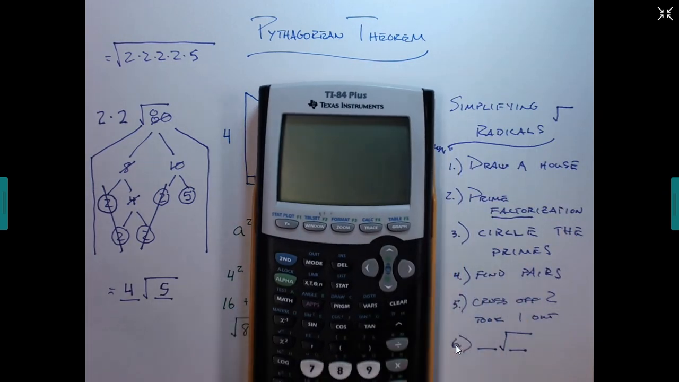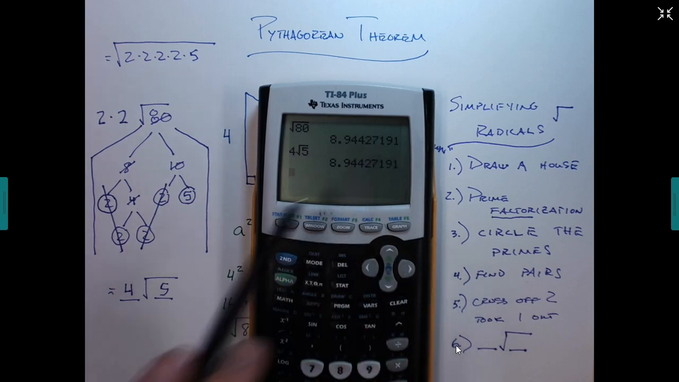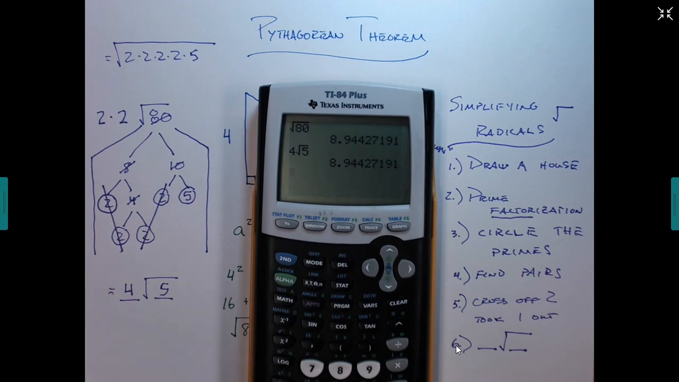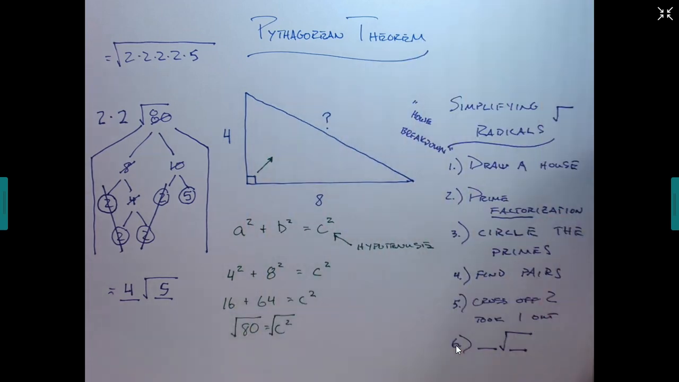And I can even check my work. So if I do the square root of 80, again, this is some decimal that I knew was close to 9, but I'm not going to be able to come up with that number. But if I put in my answer, 4 square root of 5, and I hit enter, I better get the exact same decimal, otherwise I've made a mistake. So it's a quick way that you can check your work. All right, those two things are the same. I haven't made any mistakes.